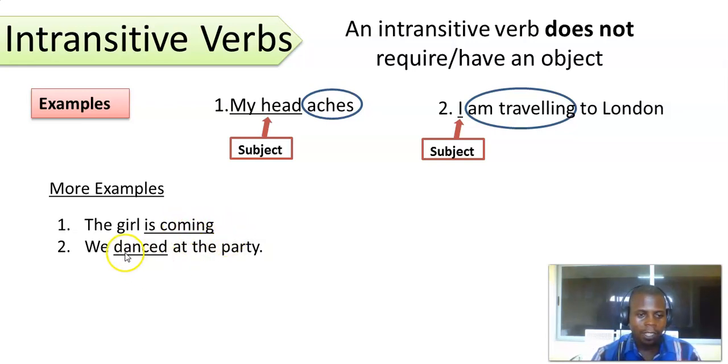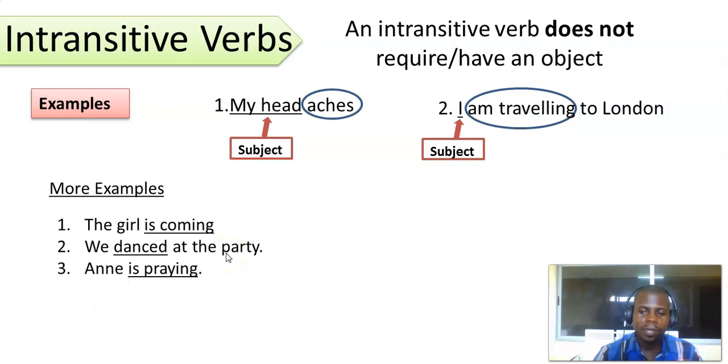All right. We danced at the party. Look at this. In this sentence, danced is complete on its own. You cannot ask a question, what did you dance? We danced at the party. That is sufficient.